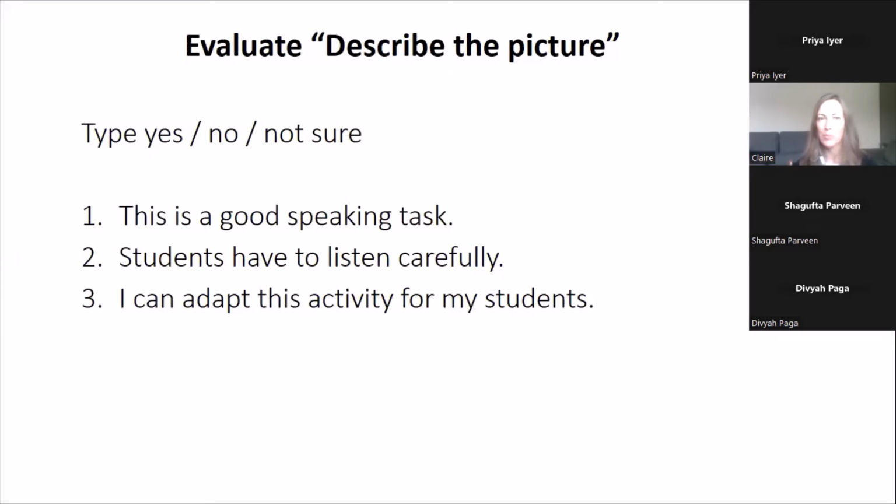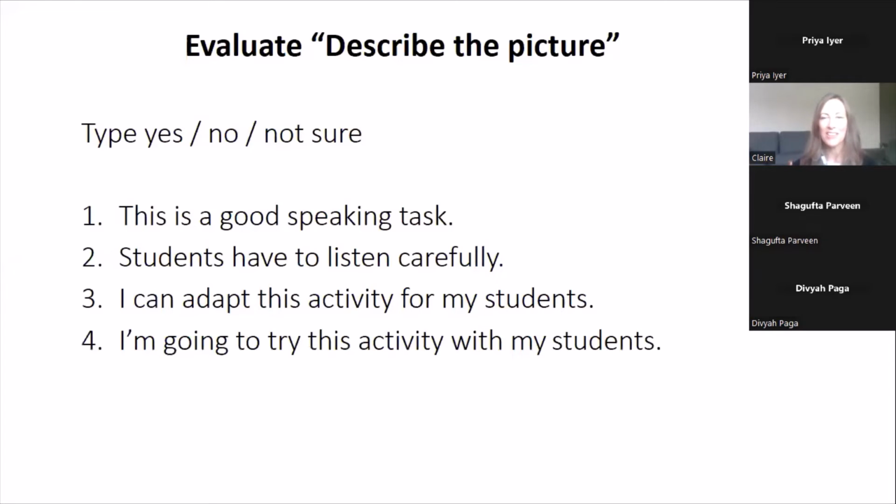Do you think you can adapt it? I used a picture of people. Could you use a picture of something else? I think you could. Pictures in the book are good. Pictures related to what they're learning, but make sure they can all see the picture clearly.